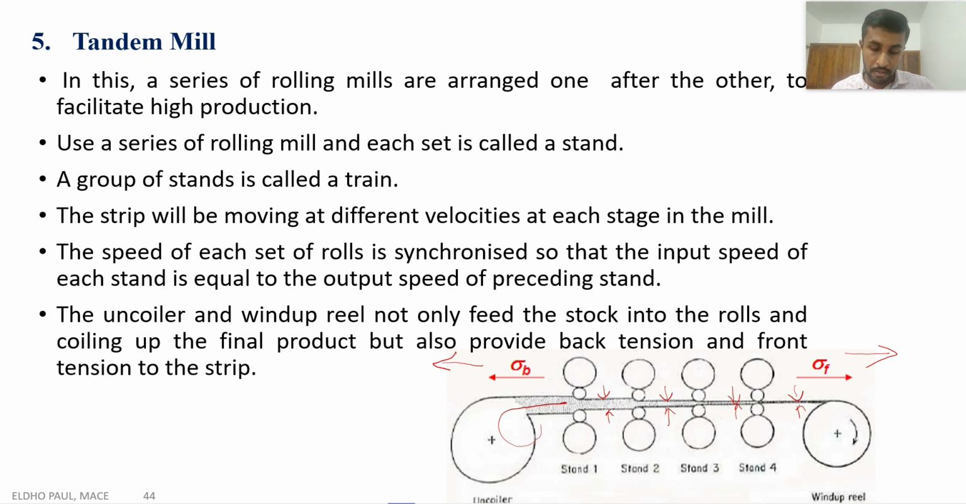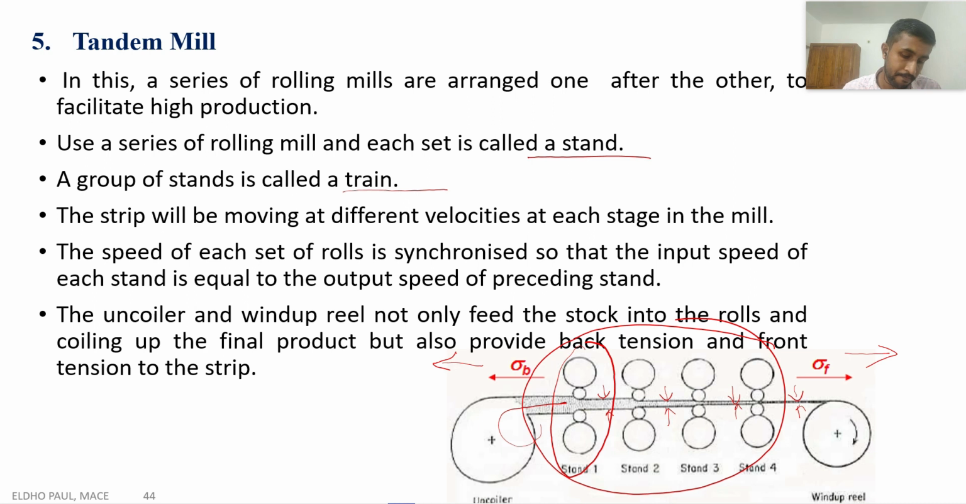And this series of rollers is used for a larger reduction of the thickness of the material. Then this single setup is called a stand, and all the stands combined is called a train. So we should maintain constant velocity in between. Here actually different velocities are working. The strip will be moving at a different velocity.